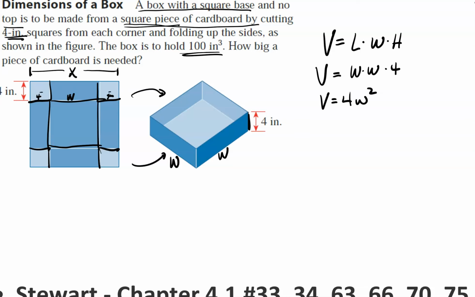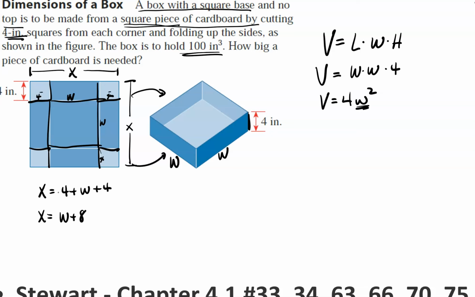Same thing in this other direction. If this width was W and this was 4 as well, then the total length is still X. We're talking about a square piece of cardboard here because this W and that W are the same. W plus 8 would be equal to our X value as well. So I think I may have said that backwards a minute ago, but let me clarify. X is the total width of the piece of cardboard, and that's equal to 4 plus W plus 4. Or in other words, W plus 8 is equal to X.